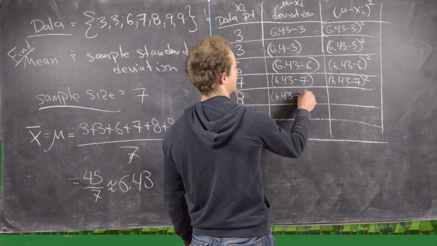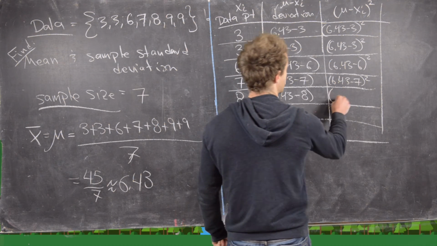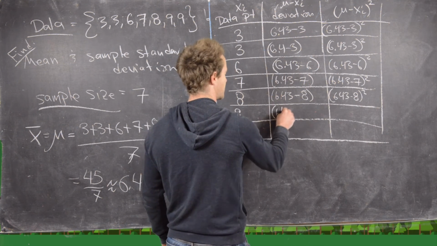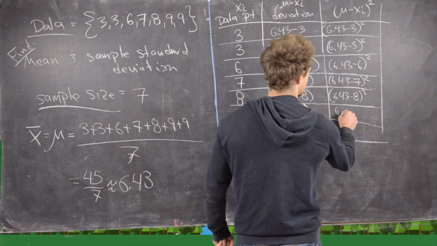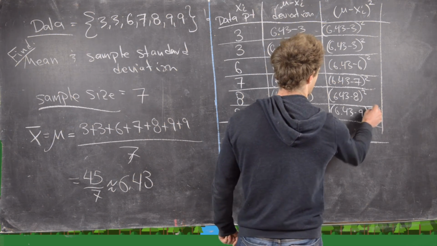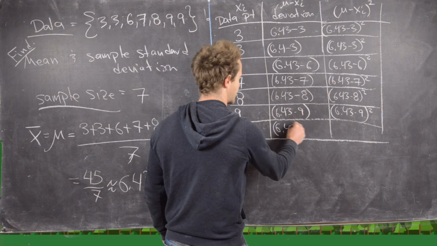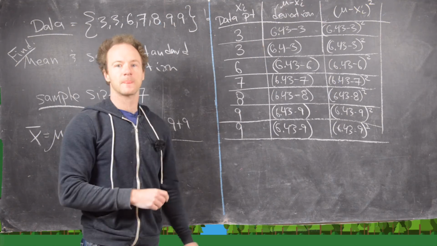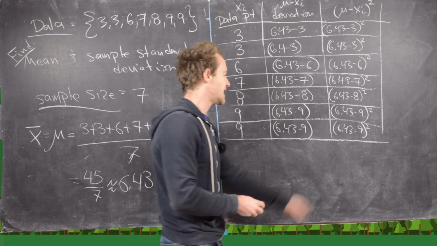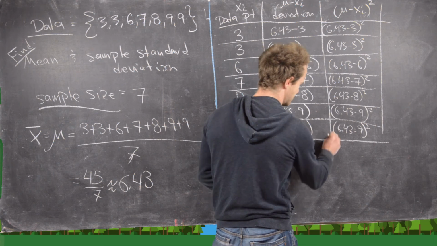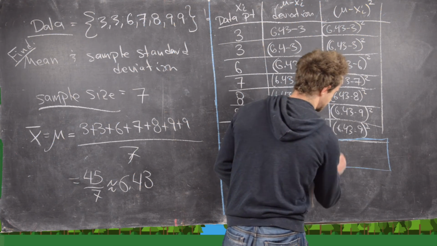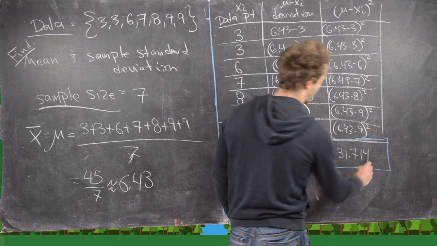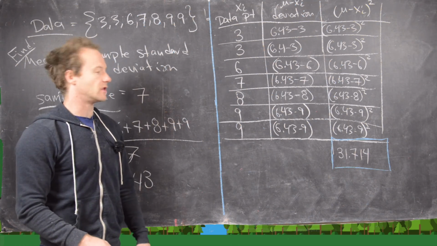So this is 6.43 minus 8, and then this one will be 6.43 minus 8 quantity squared. Here we have 6.43 minus 9. 6.43 minus 9 quantity squared. Then finally 6.43 minus another 9. 6.43 minus another 9 squared. Okay, so the next thing that you want to do is take the sum of everything in this column. So this column that is furthest to the right, and I'll just say that here you get 31.714. So that's what you get when you add all of those up.